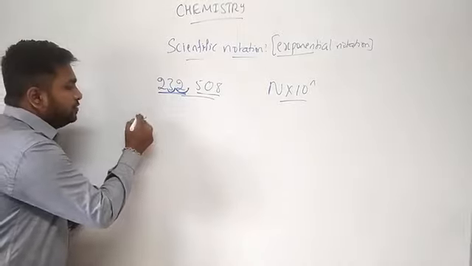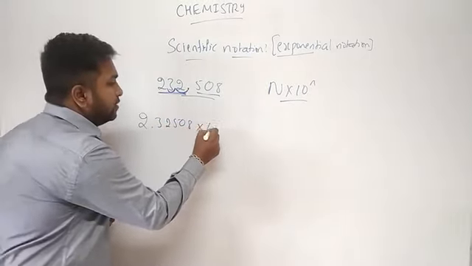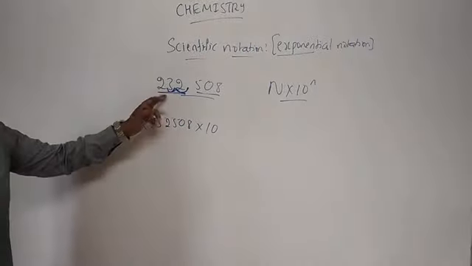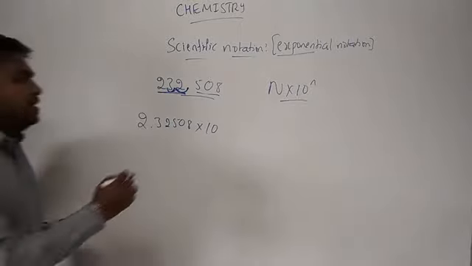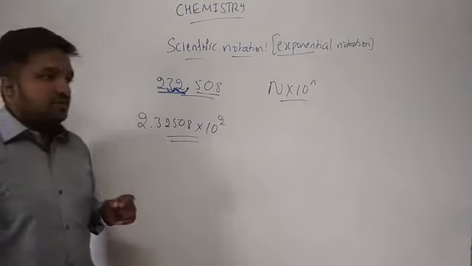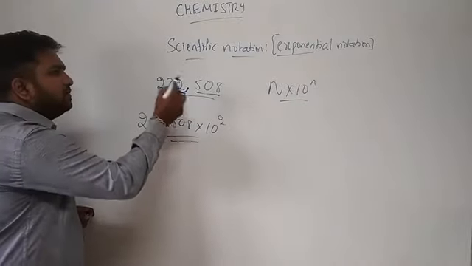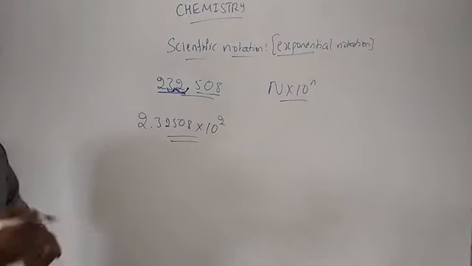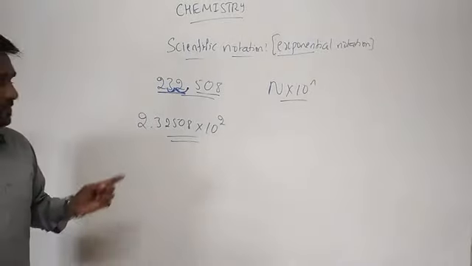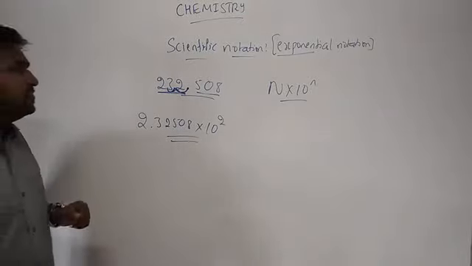So now 2.32508 into 10 to the power of how many places this decimal point has been moved. You need to write it this way. Clear? So this is the simple way of representing a number in scientific notation. You first identify where the decimal point is, and you move it backward or forward so that the decimal point is after the first non-zero digit. Clear? This is the first example.